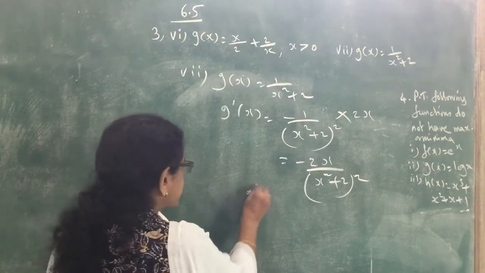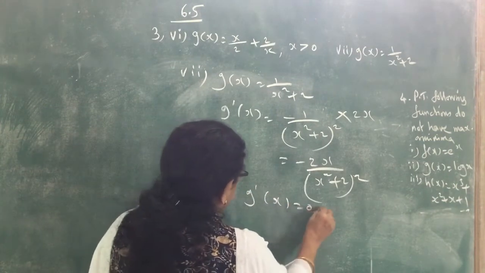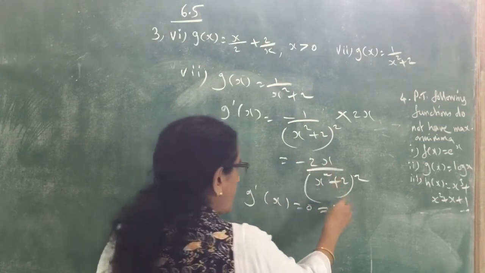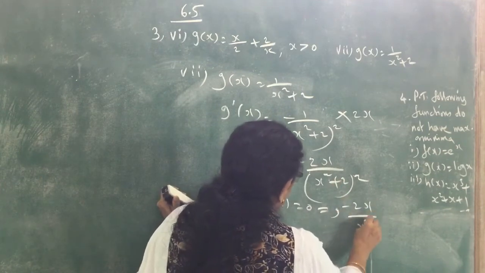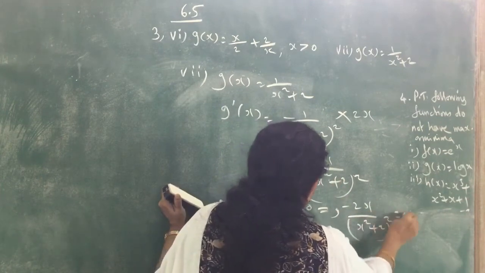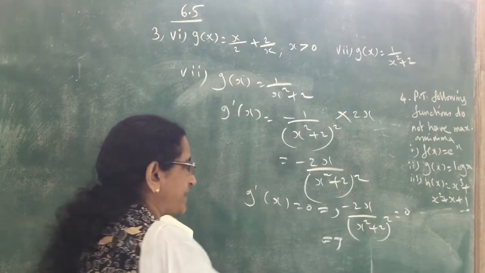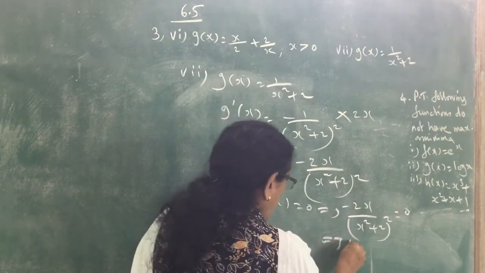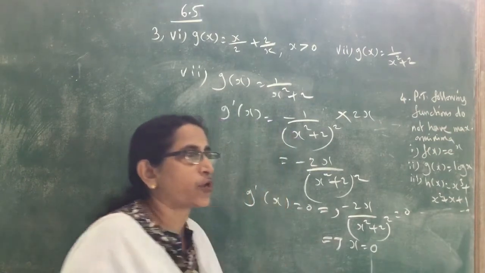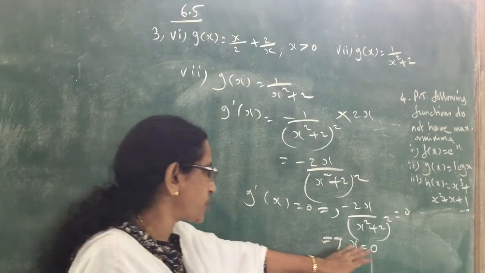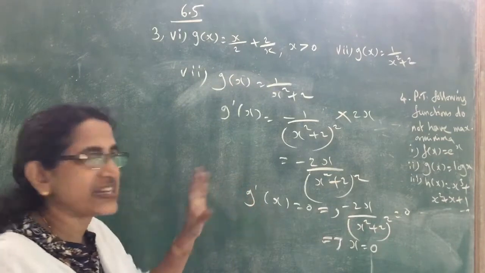So g dash x equal to 0 implies minus 2x by (x square plus 2) whole square equal to 0. That implies the numerator is 0, that is minus 2x equal to 0. That implies x equal to 0. So we got the value of x. There is only one value of x for which the derivative equal to 0.